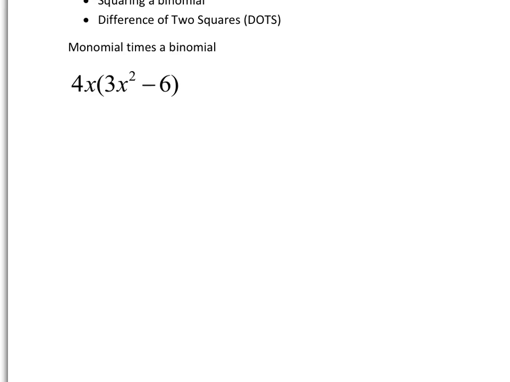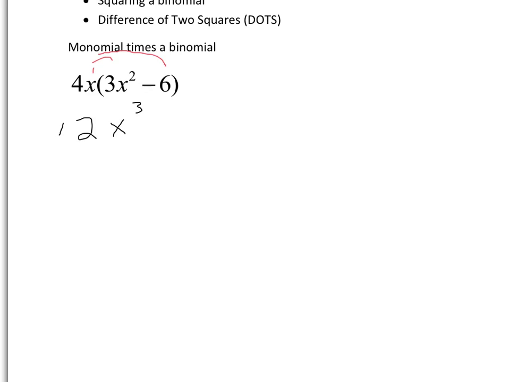So we'll do the distributive property with the 4x that's on the outside, and then the two terms that are on the inside. So first I'll do 4x times 3x squared. I multiply the numbers. 4 times 3 gives me 12. And then when you multiply x times x squared, don't forget that's the same as x to the first. So we could put a little 1 here if we wanted to think of it that way. So 1 plus 2 is 3, so that's 12x to the third.